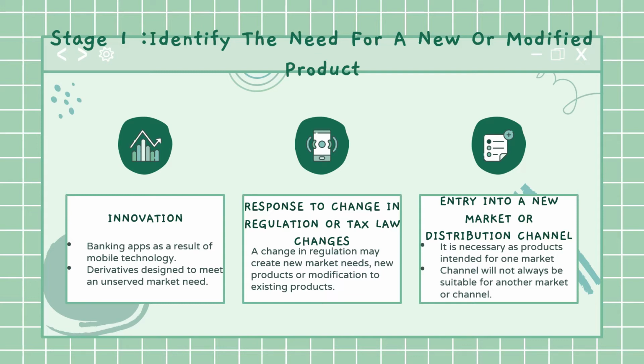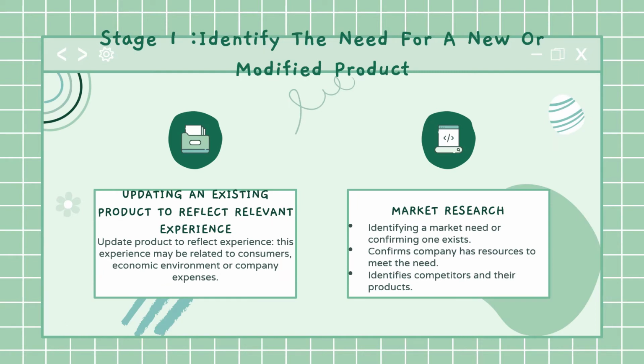The third one is entry to a new market or distribution channel. It is necessary as products intended for one market or channel will not be suitable for another market or channel. The fourth one is updating an existing product to reflect relevant experience. This experience may be related to consumers, economic environment, or company expenses. The last one is market research. It identifies a market need or confirms one exists, confirms the company has resources to meet the need, and identifies competitors and their products.